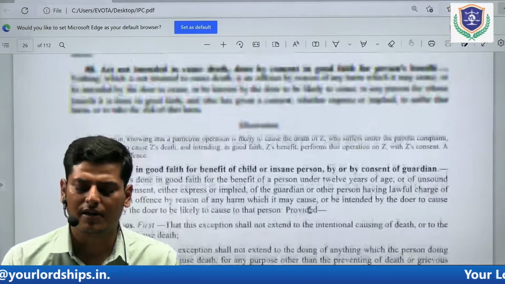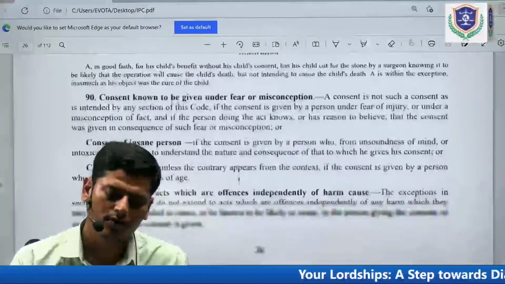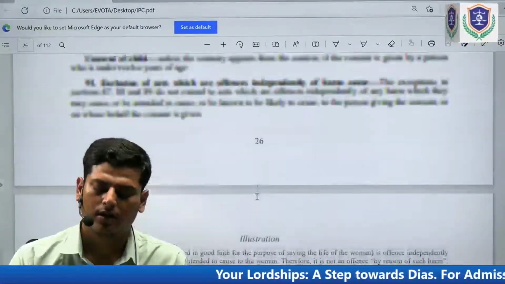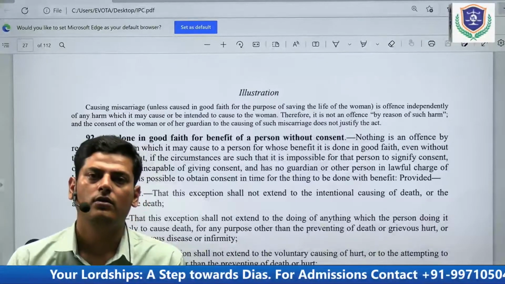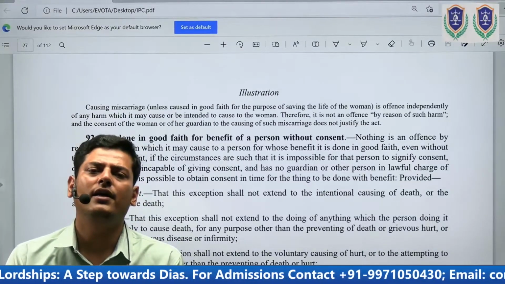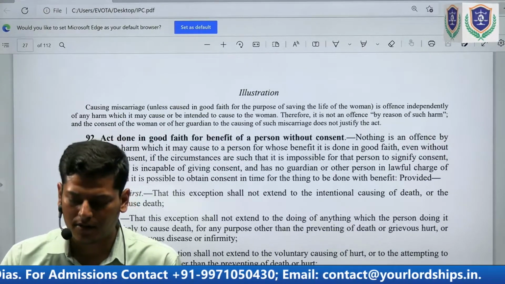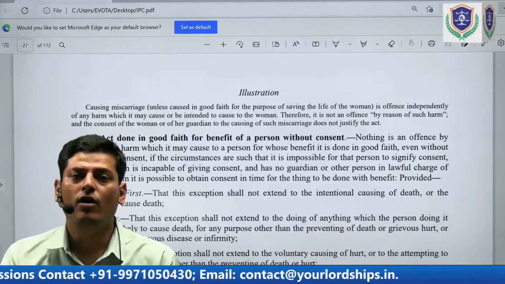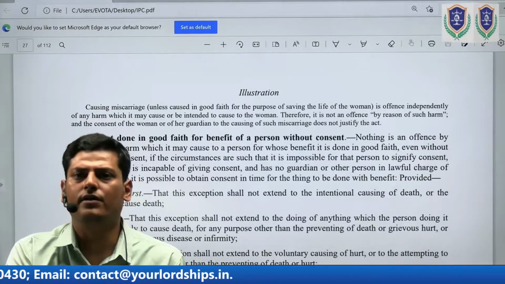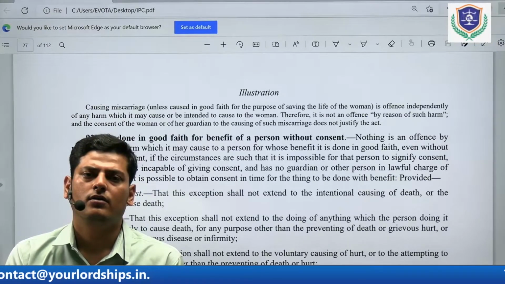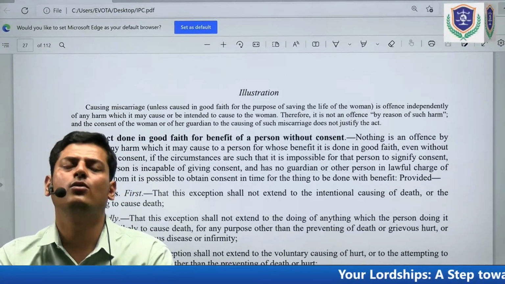Then we have section 88, act not intended to cause death. Sections 88, 89 and 92 are read together. All these three sections, 88, 89 and 92, deal with what? When an act is committed by any person for the benefit of another person in good faith.